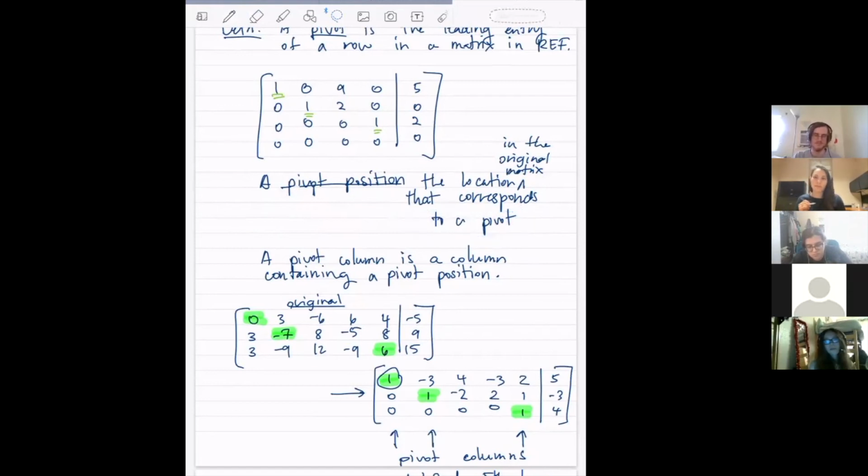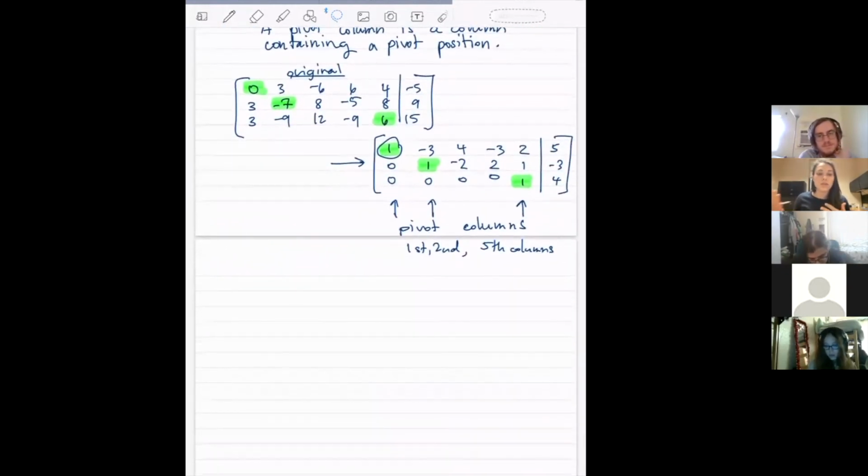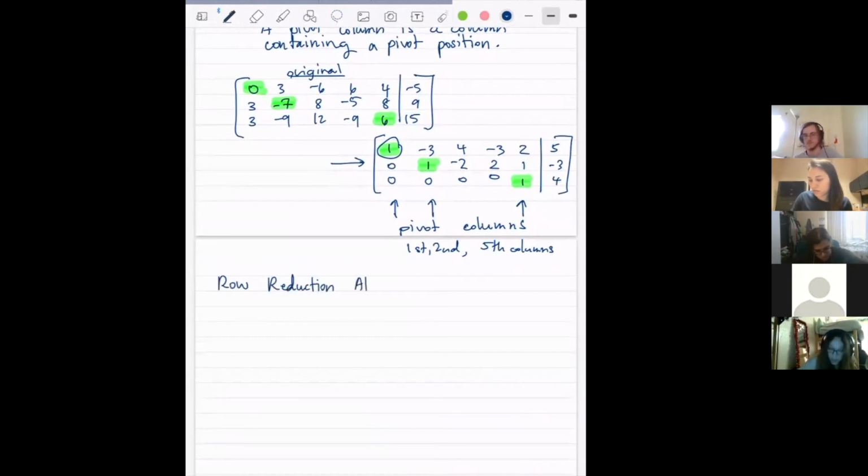Okay, cool. So we will talk about the pivot columns again in a bit, but we're going to go over that row reduction algorithm that I've been referring to. So this is a row reduction algorithm. Algorithm just means a sequence of steps that is always going to give you what you want, right?